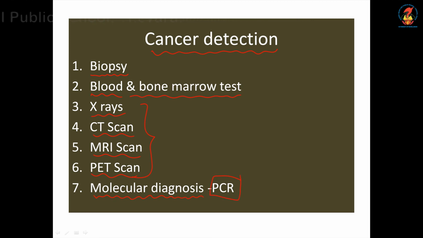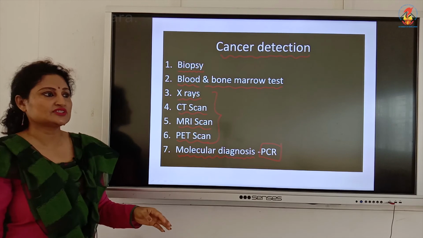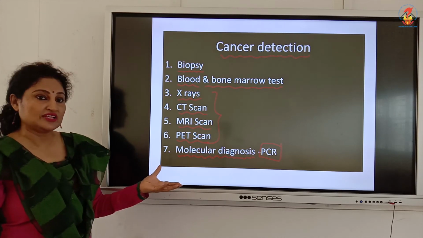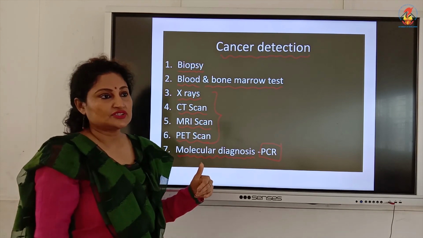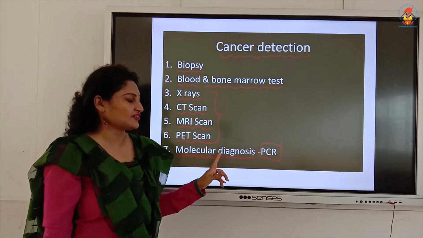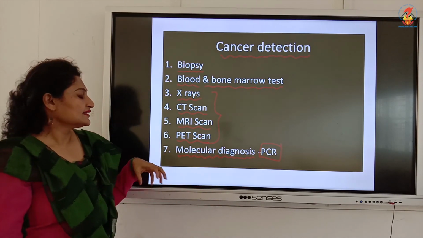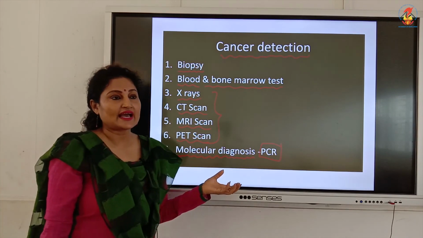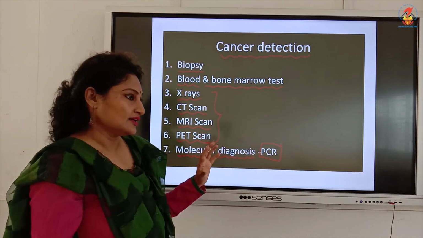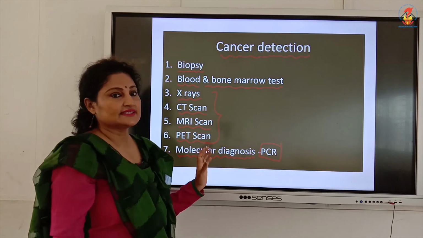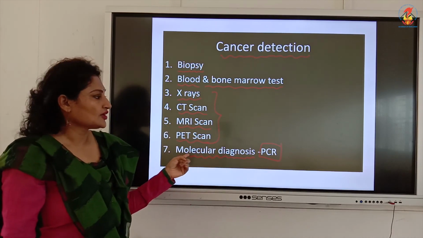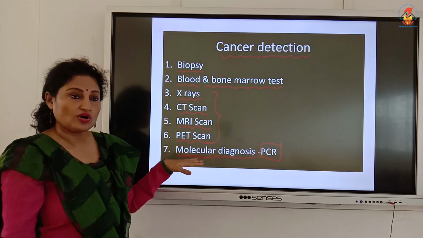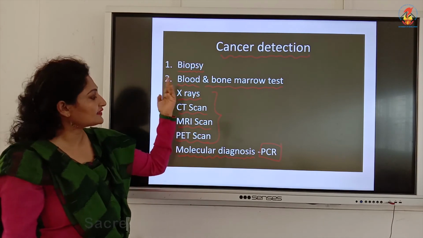It is the latest technology with which you get the result very fast, and we are going to learn this in biotechnology. It is the polymerase chain reaction where the DNA is identified and the mutation is determined and the cancer is detected. We will be learning in biotechnology. It is the latest technique which is better than the conventional technique as well as the radiography.